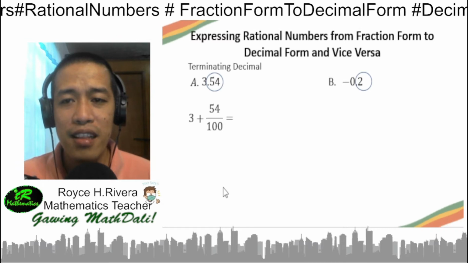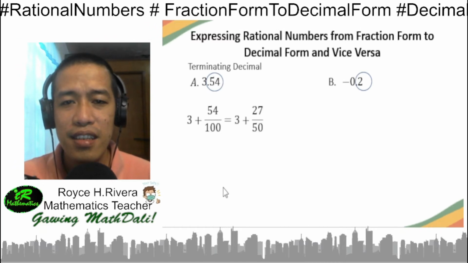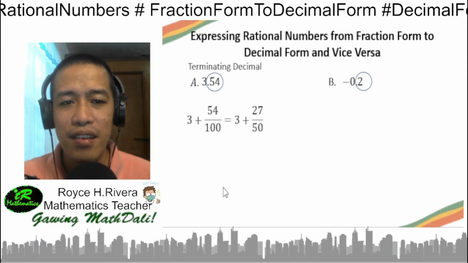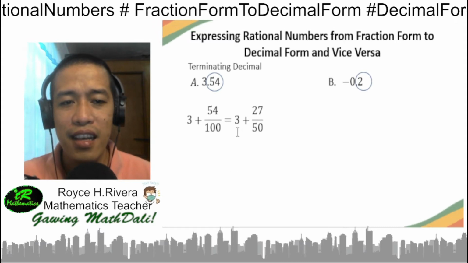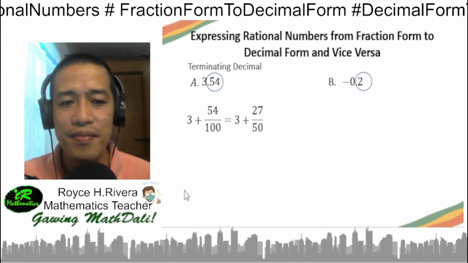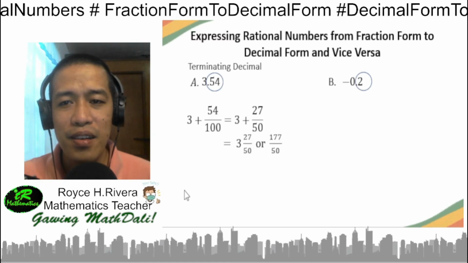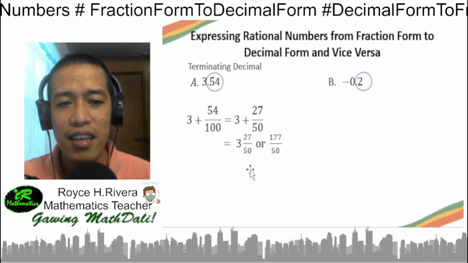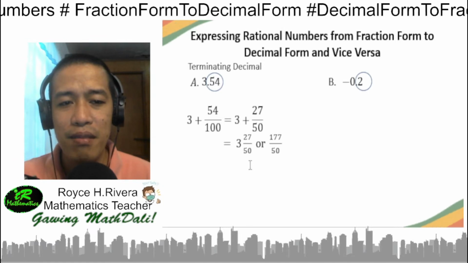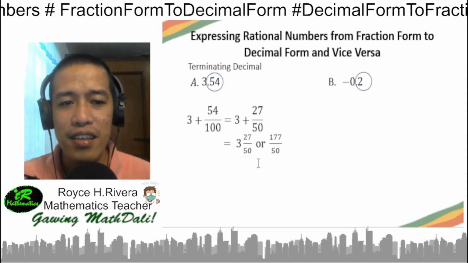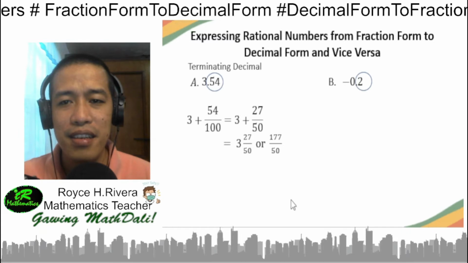54 over 100 can be reduced to 27 over 50, then added by 3. We now get the sum of 3 and 27 over 50, or 177 over 50.